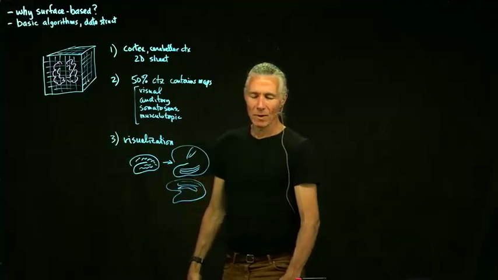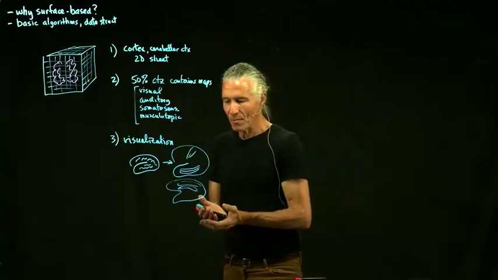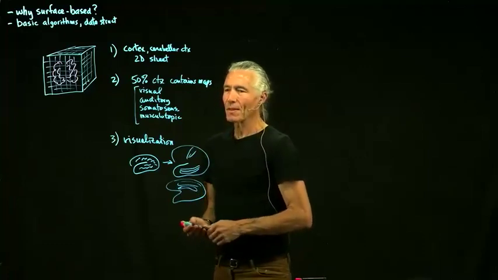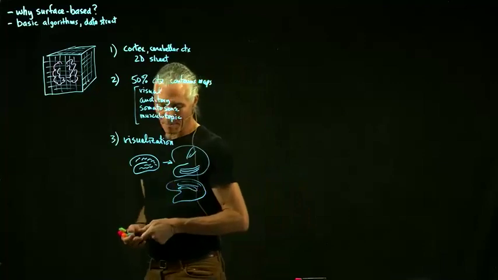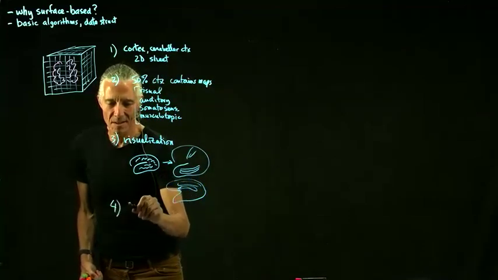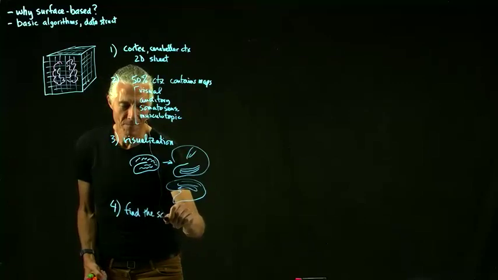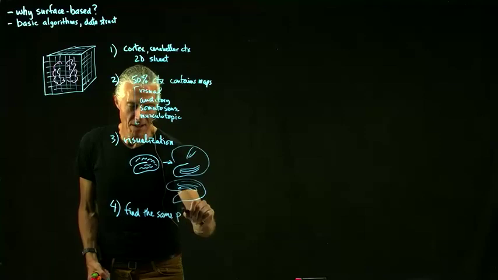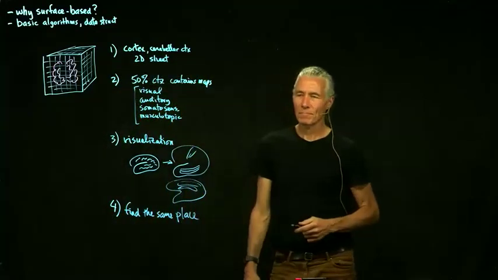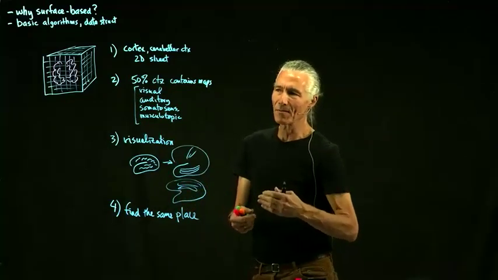But what about aligning data? One of the big things we want to do is find the same place. And one way of doing this is to line up brains on the basis of where the main folds are.